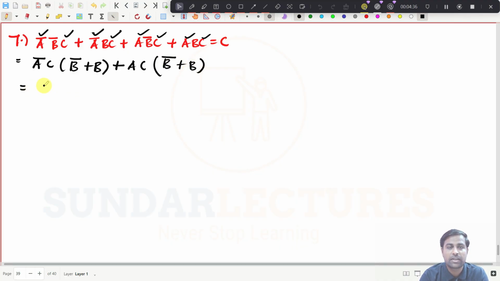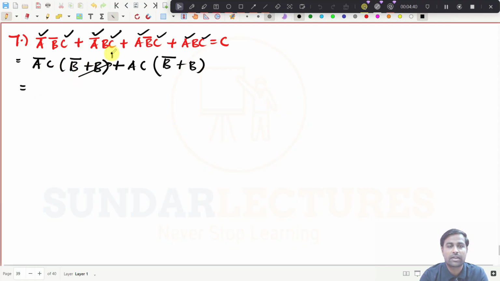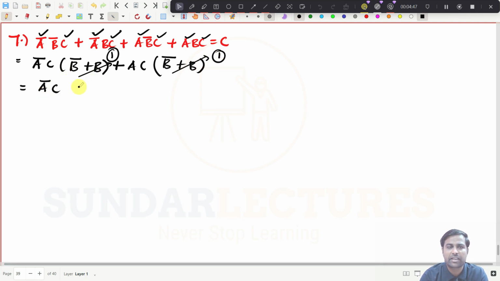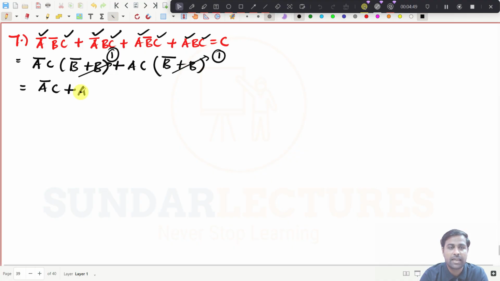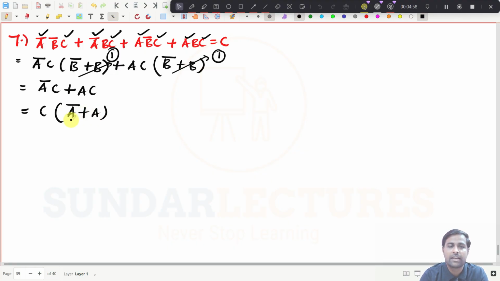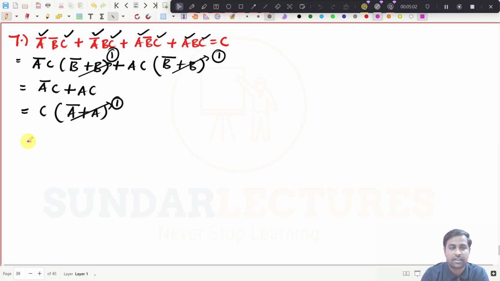So what you will get here, this term will become one, a tautology, and this term will become 1, that is also a tautology. So you will get a bar c, multiplication of 1 you don't need to put, plus ac, and here the common term is c. You take c commonly outside, so it will be a bar plus a, again a tautology. So finally you will get c, proved, right? We have proved this problem.